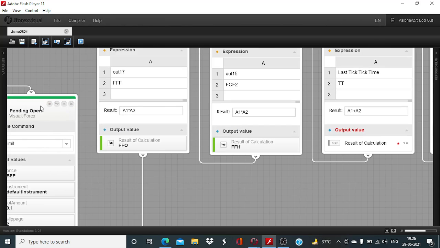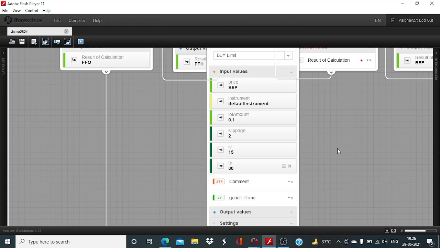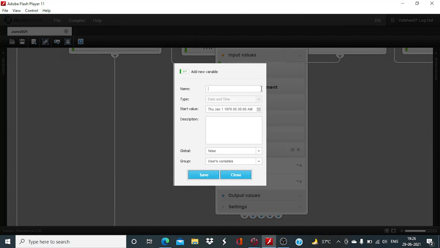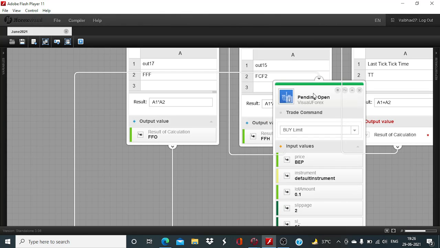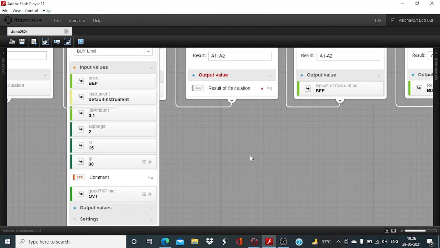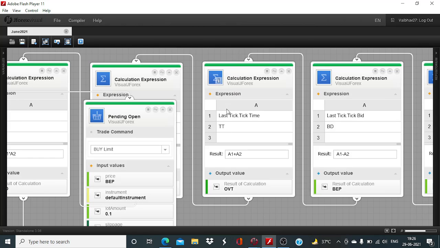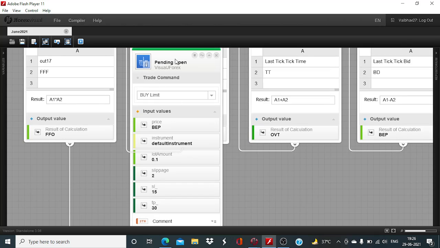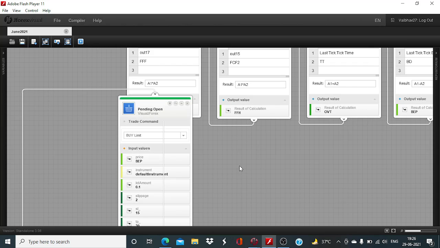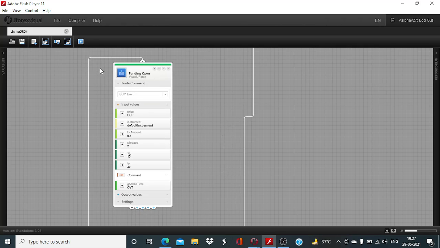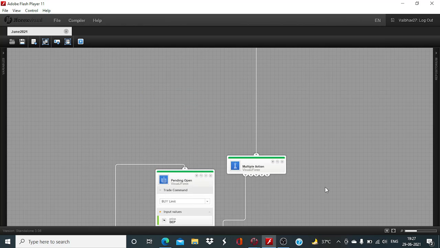And the order validity, which we have already defined, so I will create a variable here. We'll name it OVT, and it will be assigned to this block. Okay, so 1 hour is going to be order validity. Whenever the order gets placed, it will remain valid for 1 hour unless the order gets executed before that. So with this, our buy side of the equation is complete.